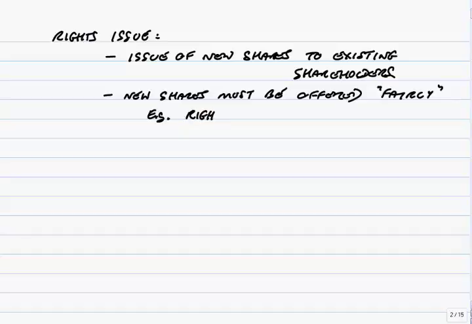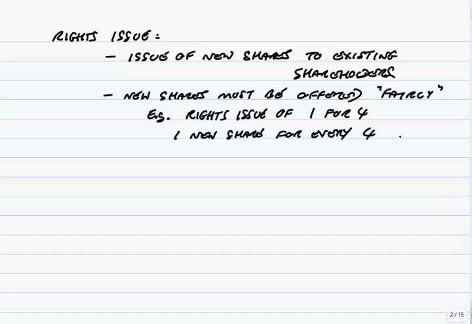You might have a rights issue of 1 for 4. And what that would mean is that they were offered 1 new share for every 4 existing shares. So if you had a shareholder currently who owned 100 shares, he'd be offered 1 for 4, another 25 shares. On the other hand, if you had a shareholder currently holding 5,000 shares at 1 for 4, they'd be offered another 1,250 shares. And I say that's what I mean by fairly. The more shares they currently own, the more new shares they're offered. So that's all it is.